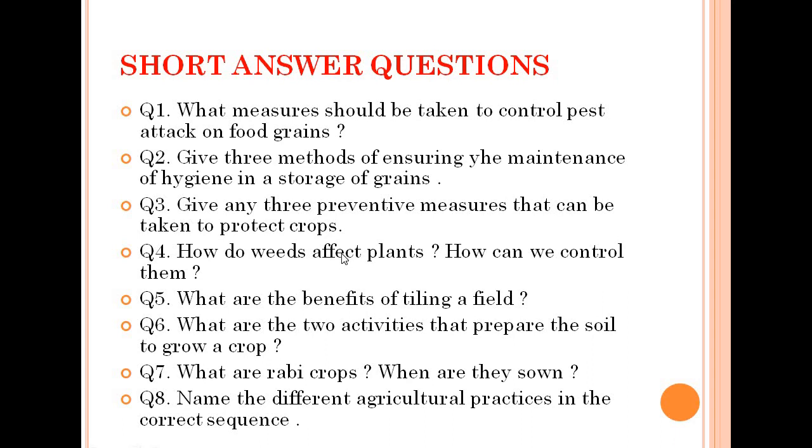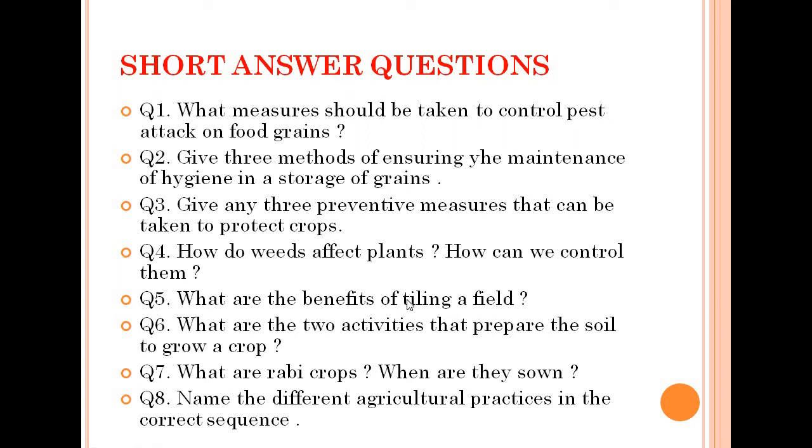How do weeds affect plants? How can we control them? Weeds affect plants as they share the resources like sunlight, water, food, and minerals that the crops need to get. In this way, they harm the crop plants. How can we control them? We can control them by using weedicides.